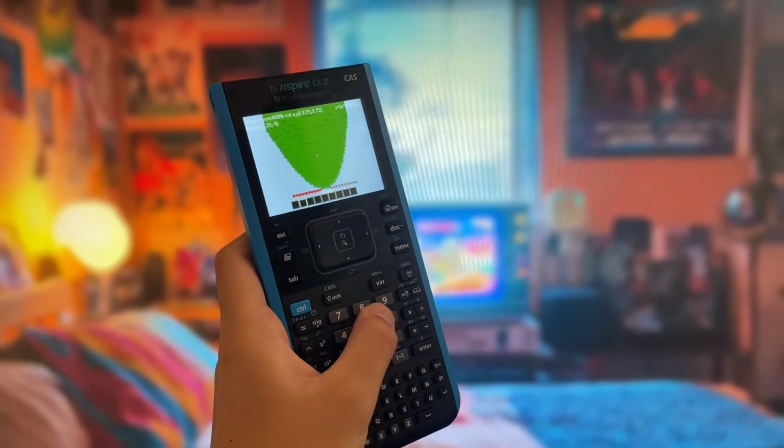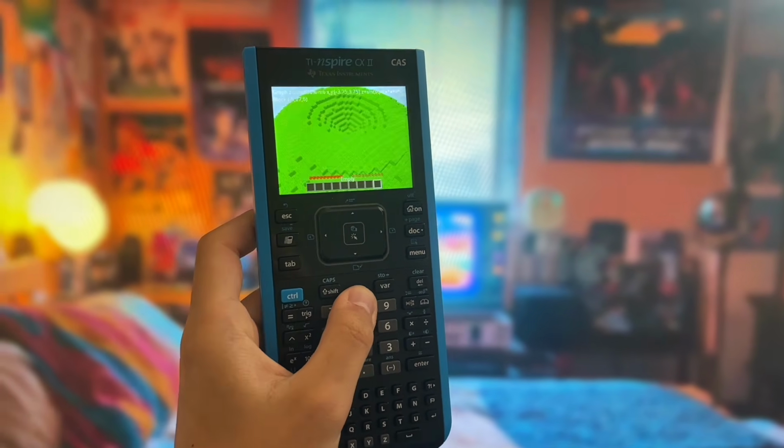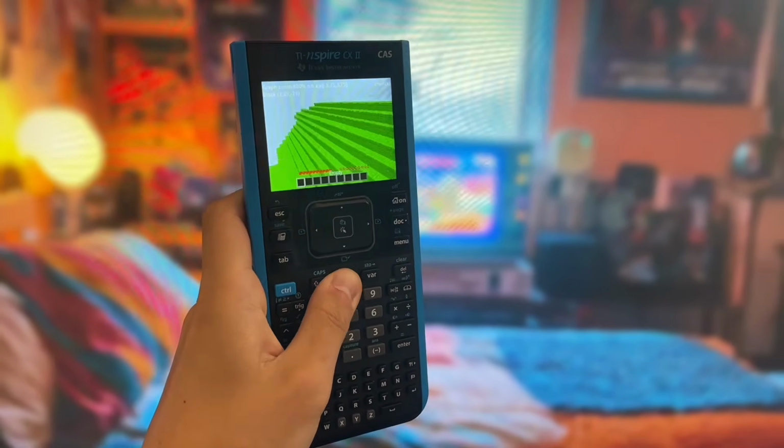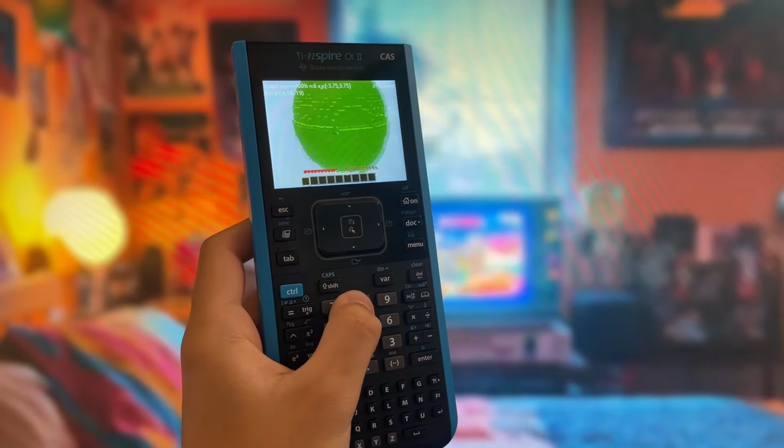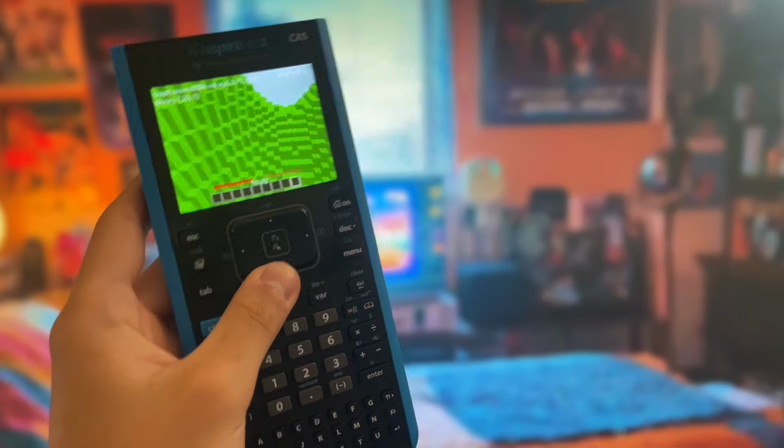I made a 3D graphing calculator in Minecraft on a 3D graphing calculator. You plug in a function and it generates it. I was told that it was impossible, but after over 100 hours of effort and many long nights, it's finally complete. This is the story of how this project came to be.